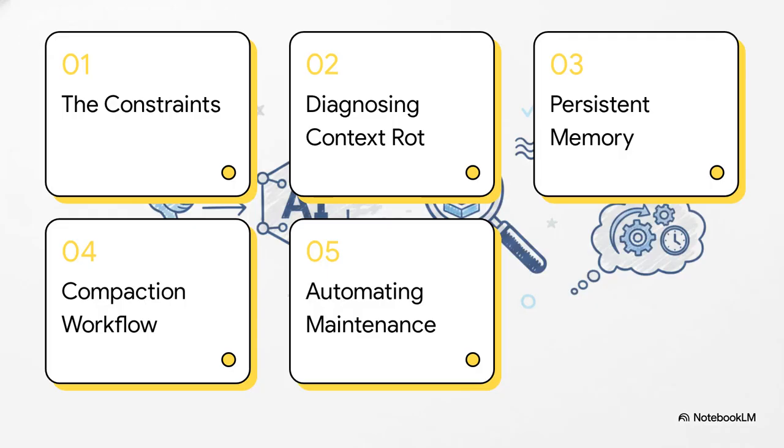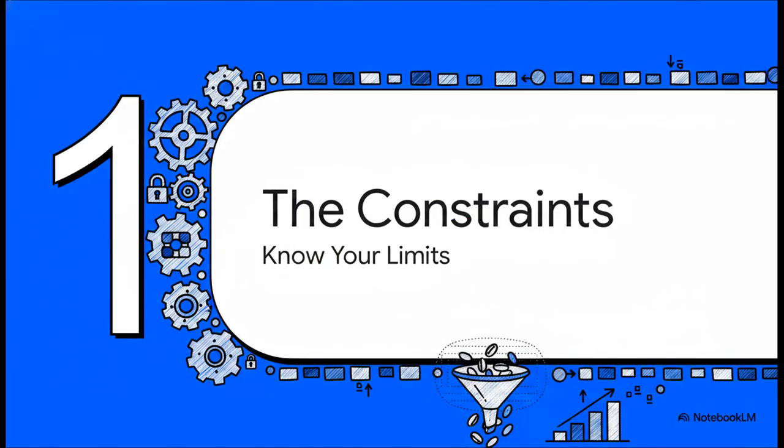Okay, let's dive into the system optimization blueprint. We've got 5 steps today. First, the constraints. Second, diagnosing context rot. Third, architecting persistent memory. Fourth, the compaction workflow. And finally, automating system maintenance. Right, moving right along to part 1, the constraints.